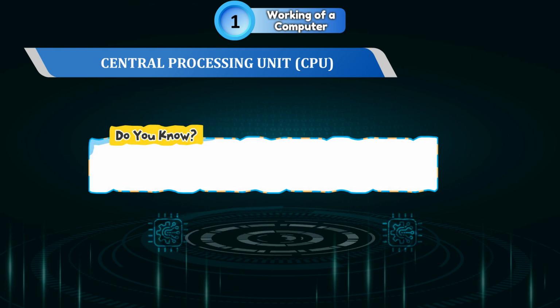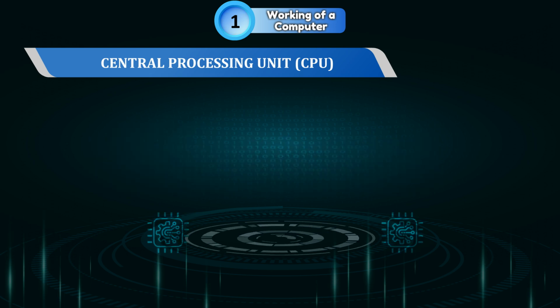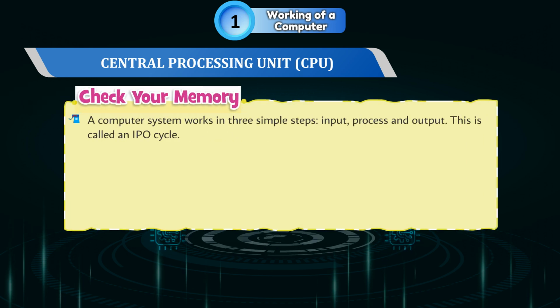Do you know? CPU and other computer hardware components are attached to the motherboard. Motherboard is the main circuit board of the computer system. Check your memory. A computer system works in three simple steps: input, process, and output. This is called an IPO cycle.